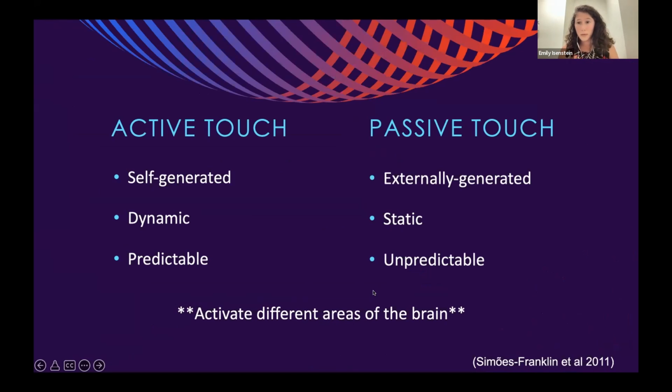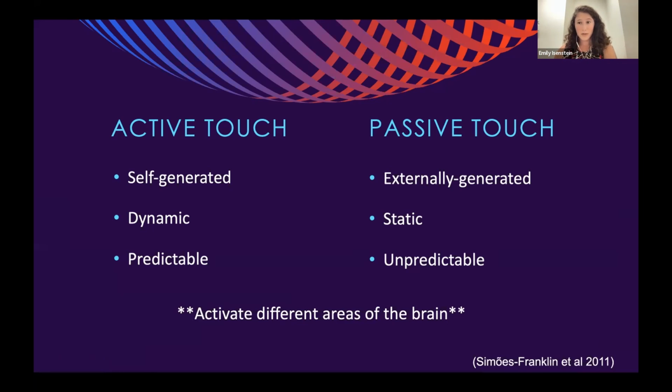To start off, I wanted to clarify the differences between what I mean by active touch and passive touch. Active touch is when you reach out and you're touching something on your own. So it's self-generated, it's dynamic, and it's predictable because you could say, I'm going to reach out and touch this table. I know exactly when it's going to happen. I know how much force I'm going to apply. So it's a lot more predictable in that sense.